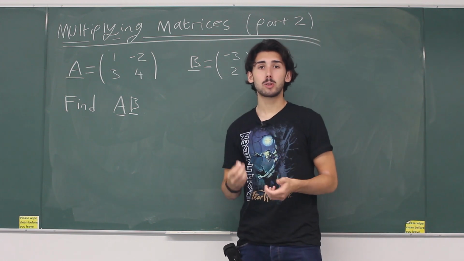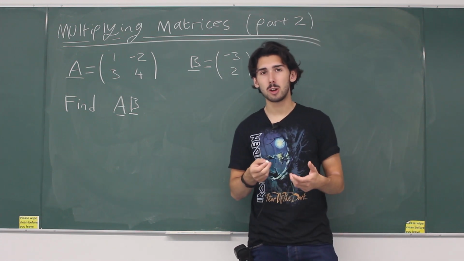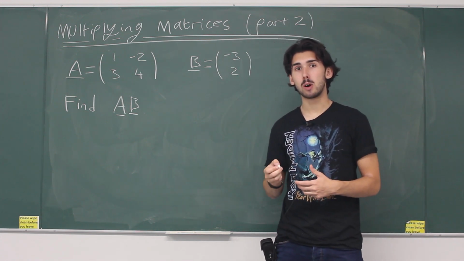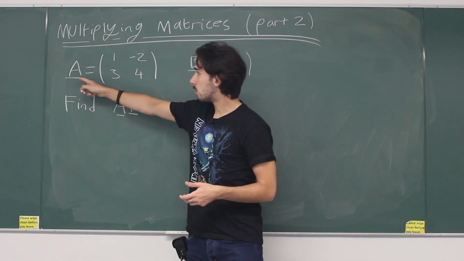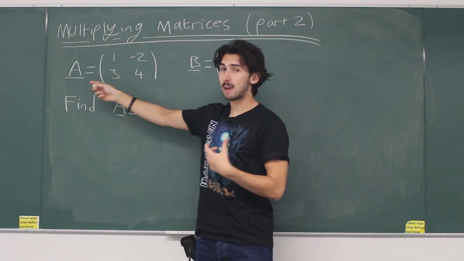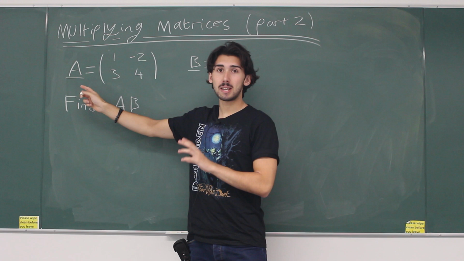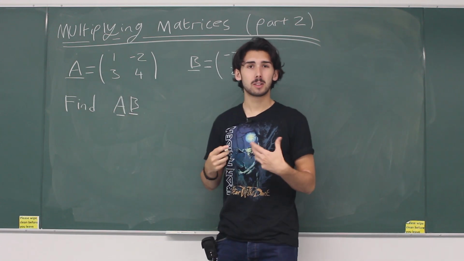Obviously when you're writing with either chalk or a pen or a pencil, it's pretty annoying and difficult to write things in bold, so people tend to underline them. So if you see A underlined like this, for me, in my videos, that's just the matrix A. Again, it would be in bold, but I'm not going to try and draw every single letter in bold because it takes too long.